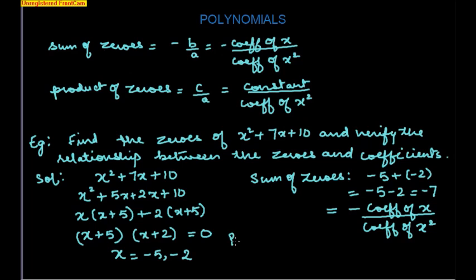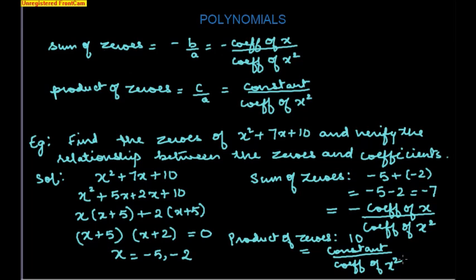Now similarly, I find the product of the zeros. When you find the product, it comes out to be minus 5 into minus 2, which is equal to 10, which is equal to the constant upon the coefficient of x square. And hence this is the relationship between the zeros and the coefficients.